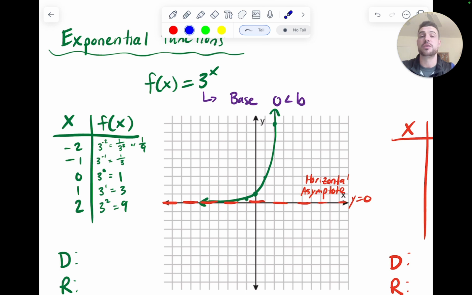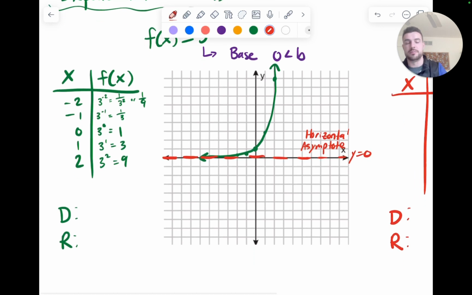Now, all exponential functions have horizontal asymptotes, and they will move depending on the transformations that we have, but the parent function is always going to be at y equals 0. So we can then do our domain and range.